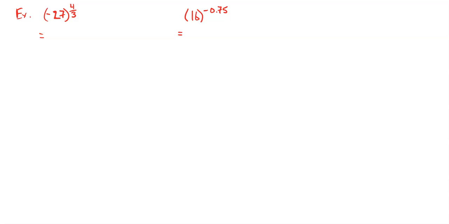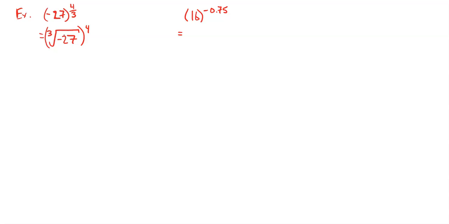You remember I said a minute ago that it's generally easier to take the root first and then take the power after that. So we're going to take the power of 4 after we take the root of negative 27. Now some of you look at that and say, well, you can't take the square root of a negative number. We're not taking the square root of a negative number. We're taking the cubed root, or the third root of a negative number.